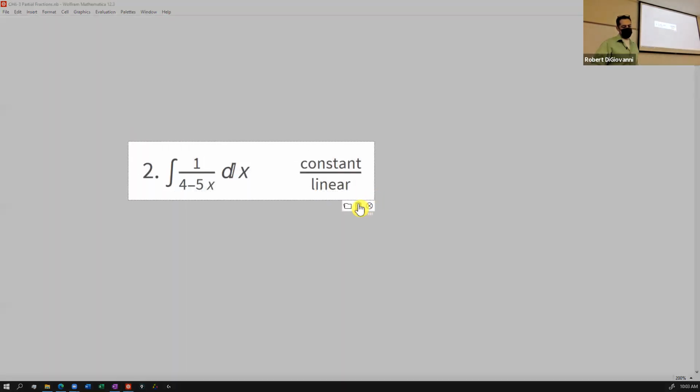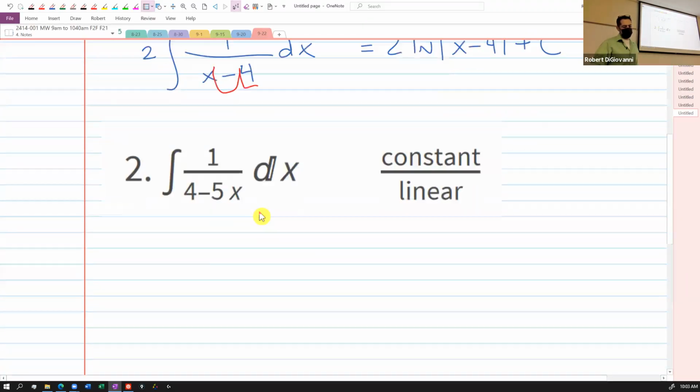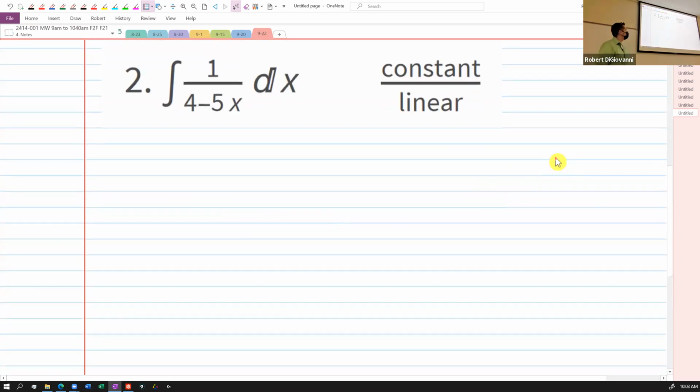Same type of example. Constant over linear again. What's different here? The -5 that's going to pop out, right? If we were to, again, squint our eyes and say, this whole denominator can be the u, then the derivative of that would be -5 dx. And we wouldn't want that -5 there, would we? We want to get rid of it. So we're going to have to scale by what? -1/5.